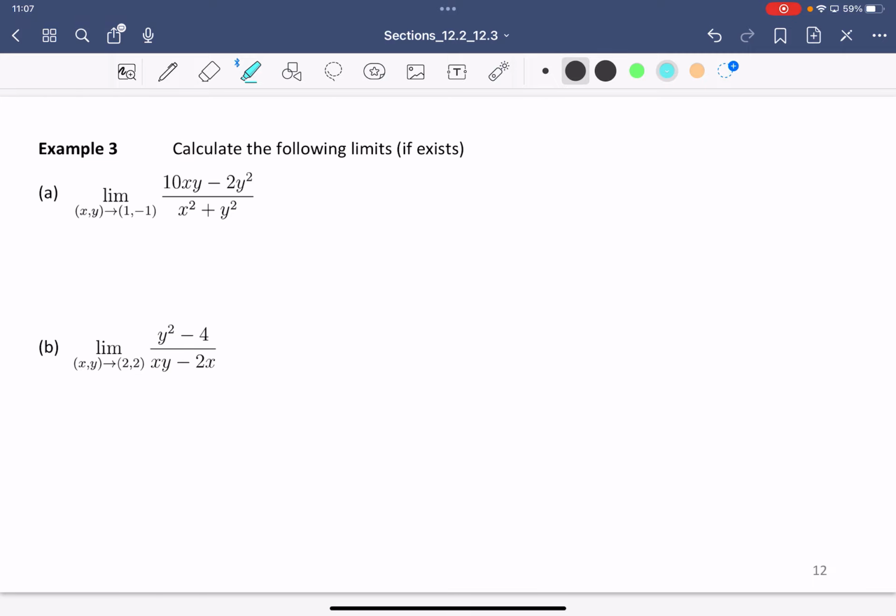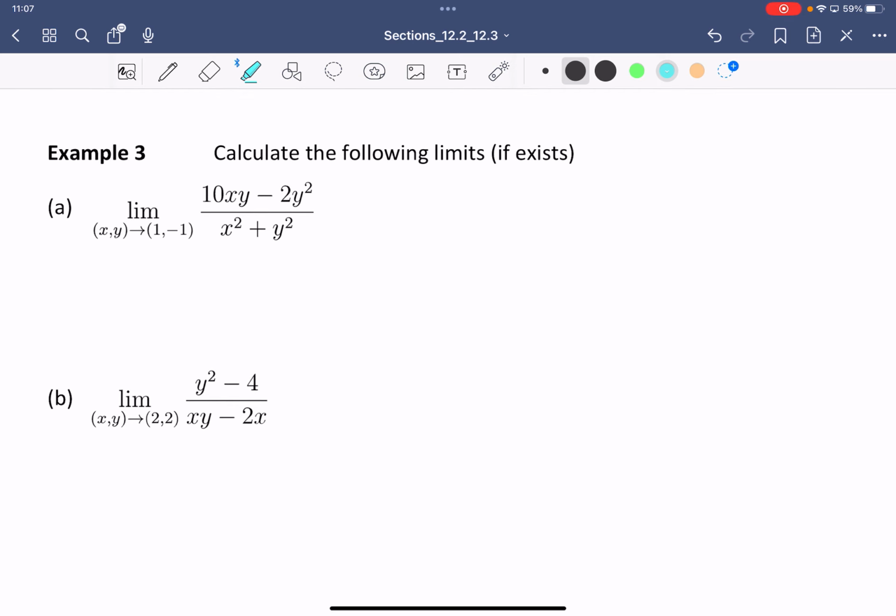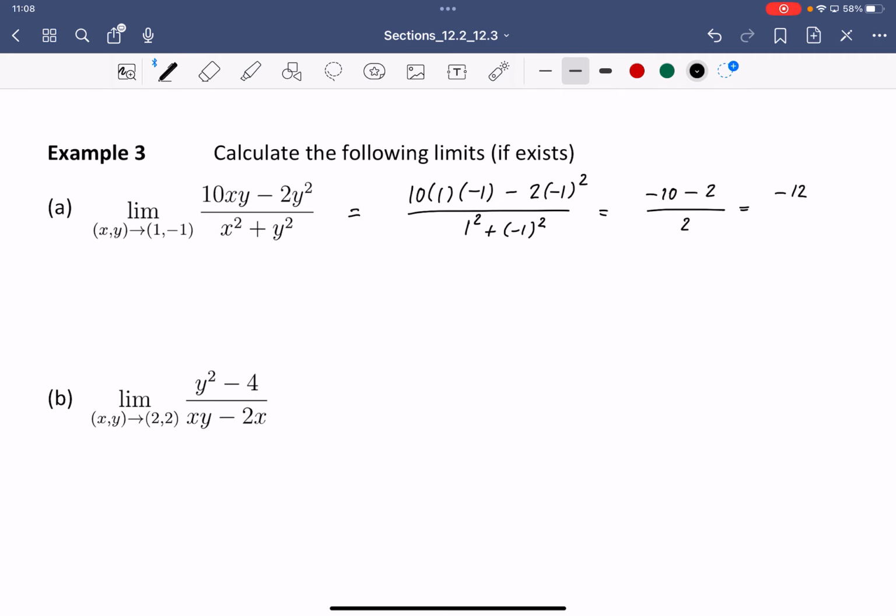So if you see something like limit of 10xy minus 2y square over x square plus y square, the thing that you can do here is plug in 1 and negative 1 into the function and compute the limit. So it's gonna be 10 times 1 times negative 1 plus 2 times negative 1 square over 1 square plus negative 1 square, and then you get minus 10 and then minus 2 and then over 2. This is actually minus 12 over 2 equal to minus 6.